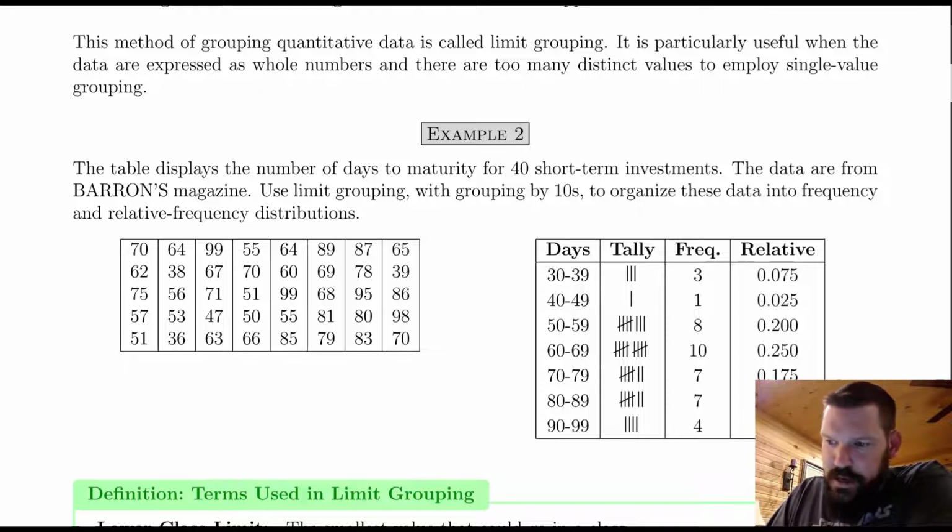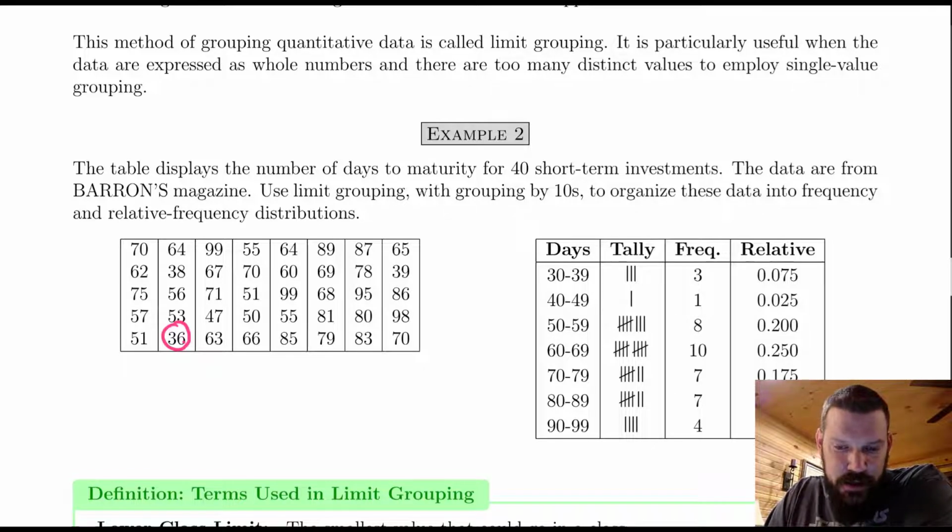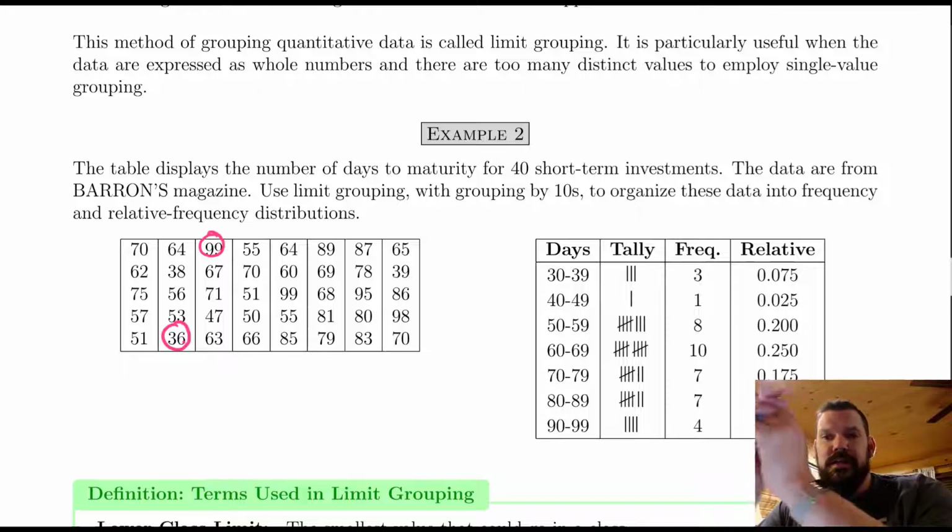So if we look through our table of data, let's see, there's 36. That appears to be the smallest value right now. 36, that is the smallest value. Then if we look for our largest value, it would definitely be 99. I don't see any 3-digit values, so 99 would have to be the largest. So 36 is the smallest, 99 is the largest, and we want to divide this up into groups of 10.